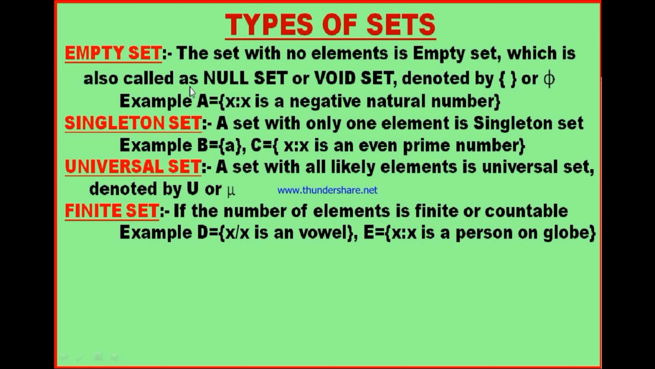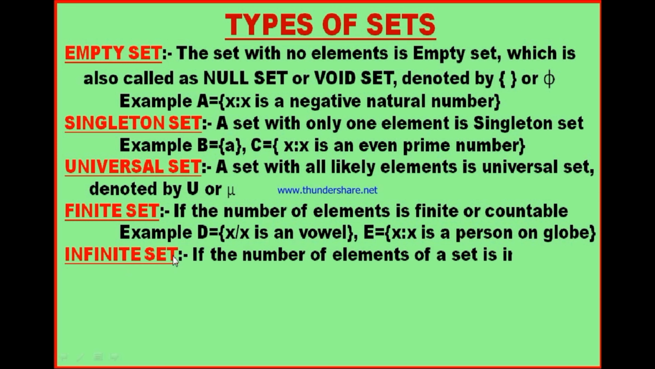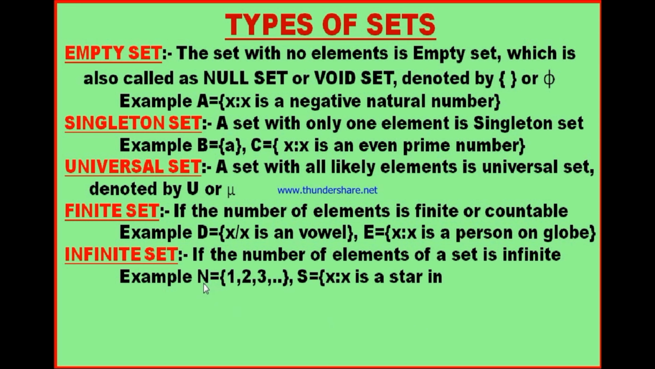Therefore, every empty set is a finite set. And the next is infinite set. The name itself indicates: if the number of elements of a set is infinite, then it is called an infinite set. Example, N, where N means natural numbers, is equal to the set 1, 2, 3, 4 and so on. There is no end. Therefore, it is called an infinite set.